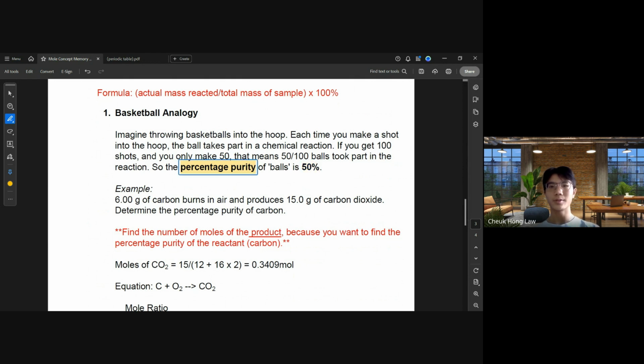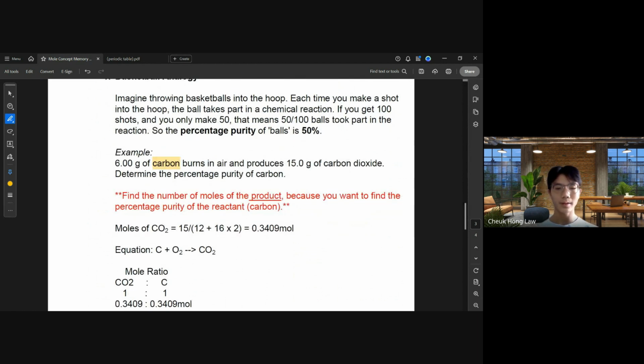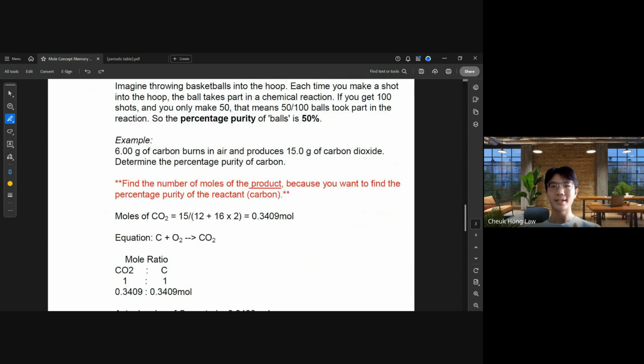Okay, then of course in chemistry, we're going to use actual chemical substances like carbon. So let's look at this real example here. 6 grams of carbon burns in air and produces 15 grams of carbon dioxide. Determine the percentage purity of carbon. So remember I said to convert quantities into number of moles? Now you're given 6 grams of carbon and 15 grams of carbon dioxide. But here's the catch. You can only convert one of them to number of moles. The other one will not be accurate.